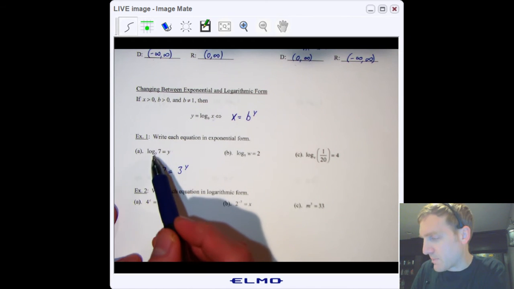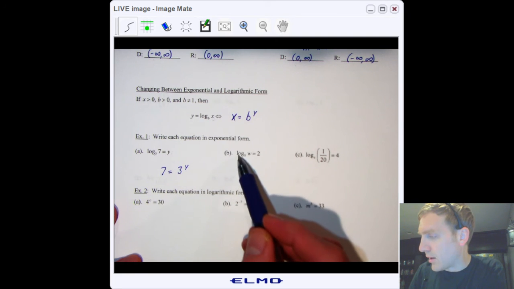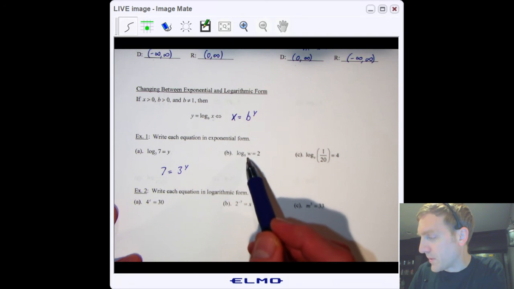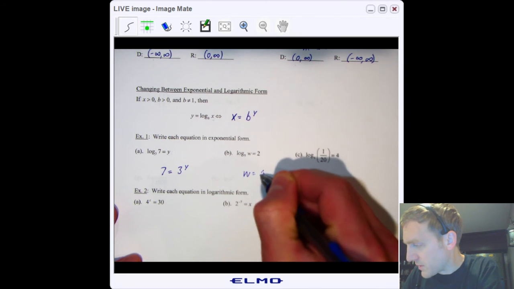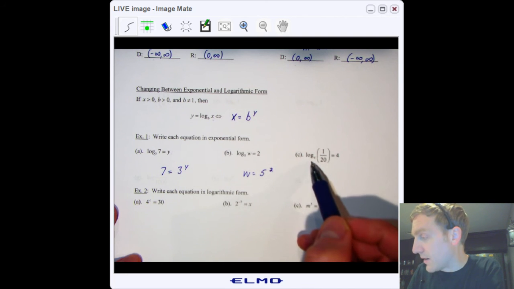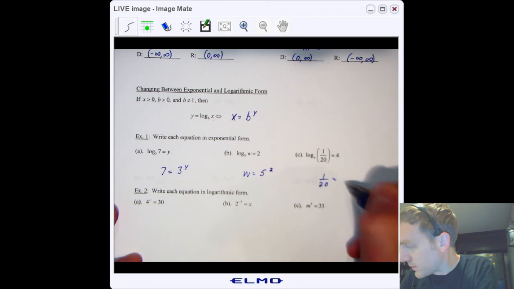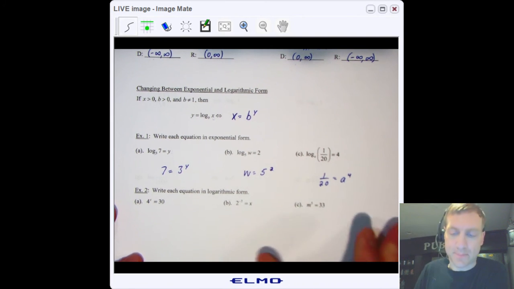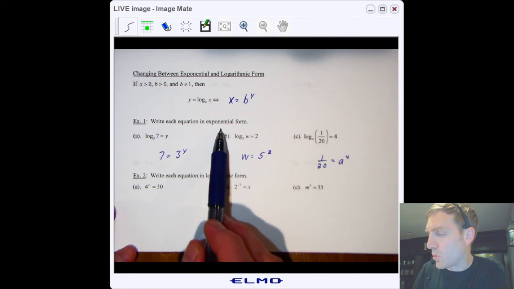One more time, this base to this exponent equals this number. Here we go. Log base 5 of w equals 2. So 5 to the 2 equals w. W equals 5 to the second. And then the last one, log base a of 1 over 20 equals 4. So a to the 4 equals 1 over 20. 1 over 20 equals a to the 4. All right, so that's writing a log equation in exponential form.